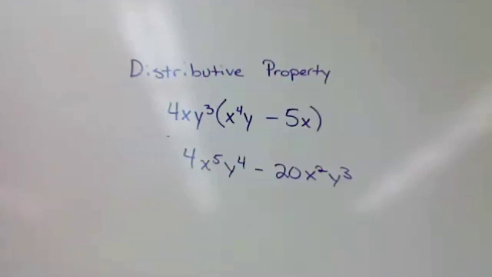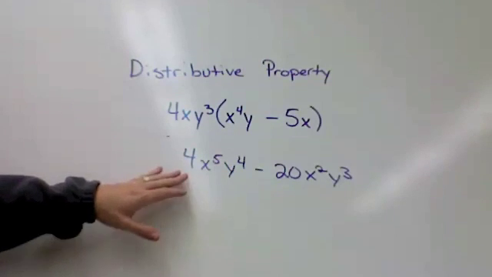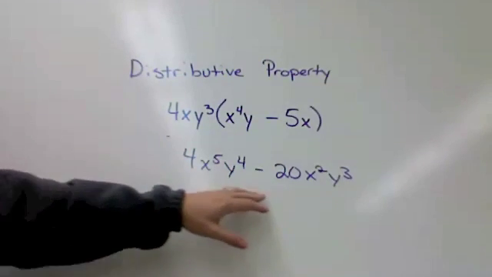We look to make sure if we have any like terms. In this case, we don't. So our final answer is going to be 4x to the fifth y to the fourth, minus 20x squared y to the third.